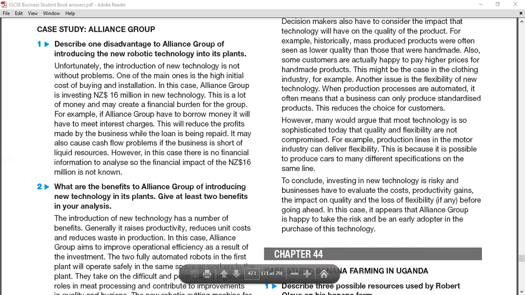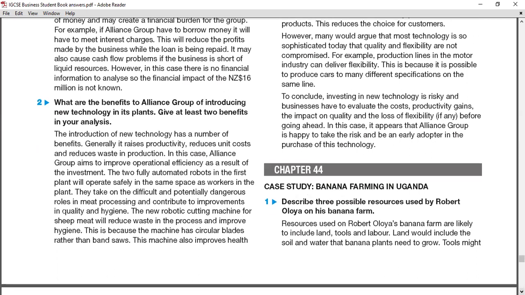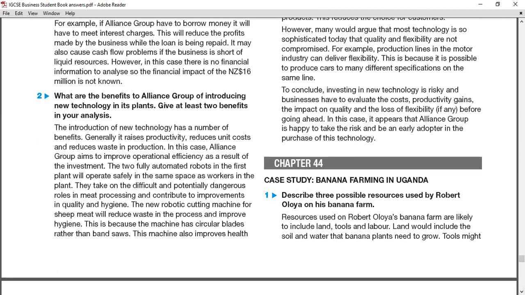The second question they're asking, I think it's a 6-marker question: what are the benefits to Alliance Group of introducing new technology in its plants? Give at least 2 benefits in your analysis, right? Okay, I invite Kiara Virasera. Can you read this one?